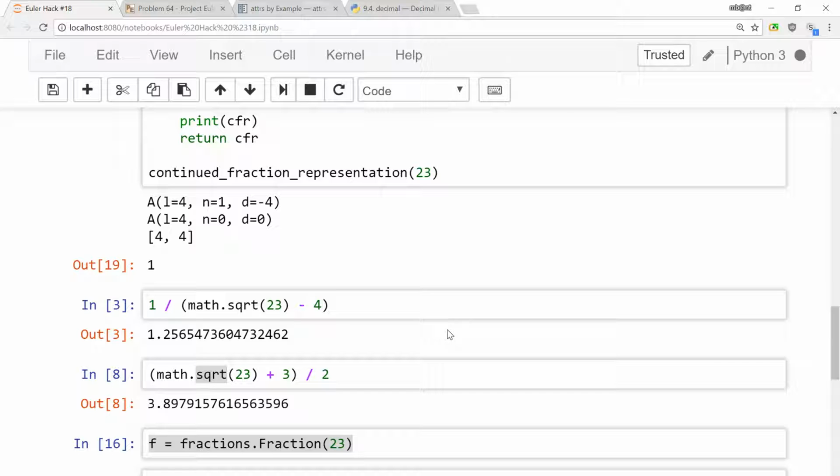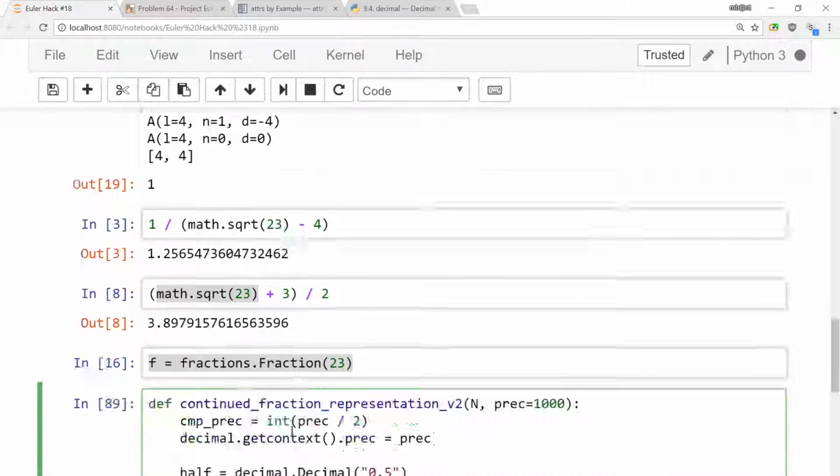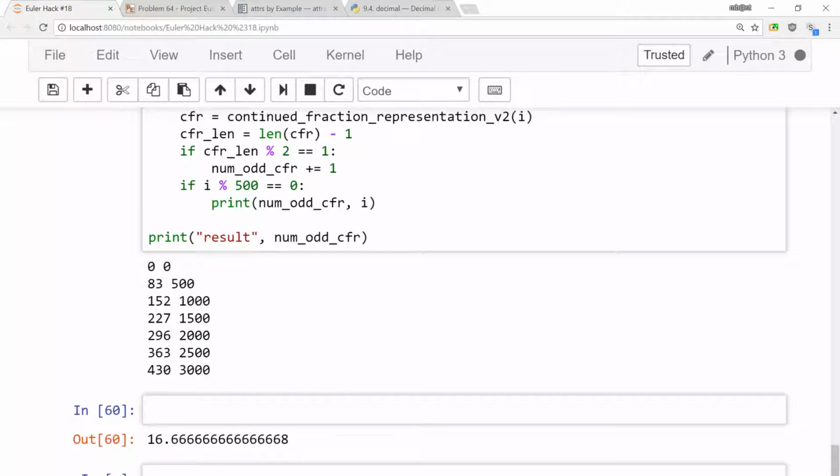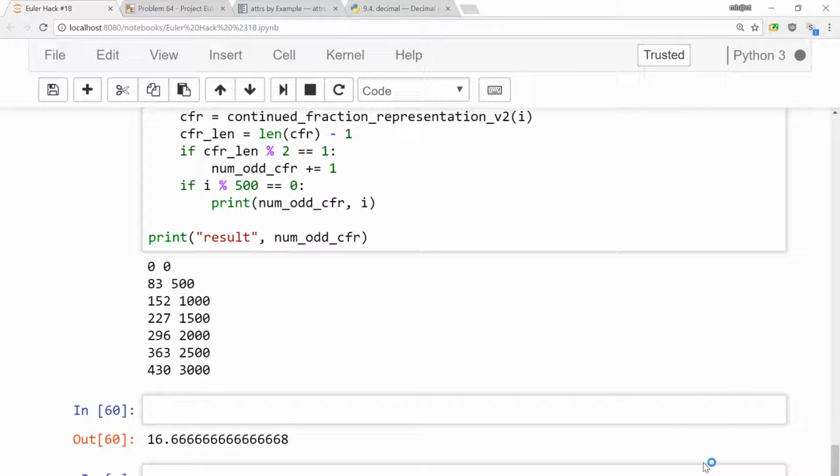I need another one. Is it not possible to run two things in the same cell? I'm sure it is, but maybe this is easier.